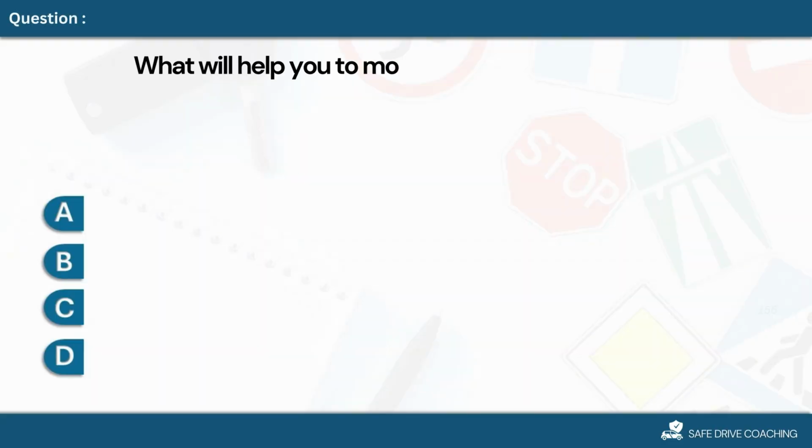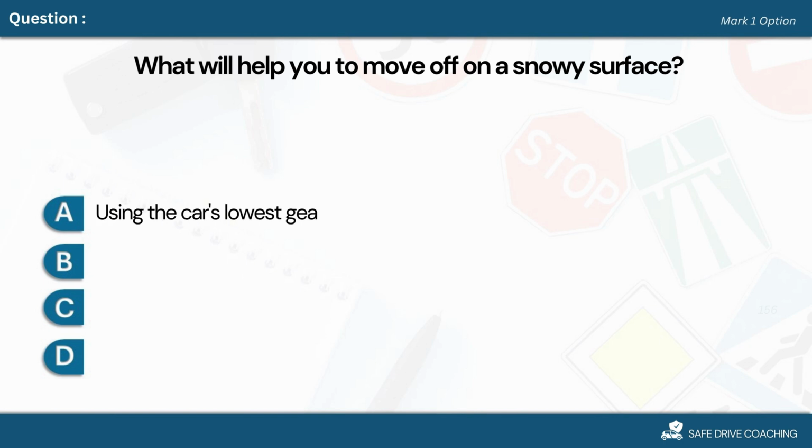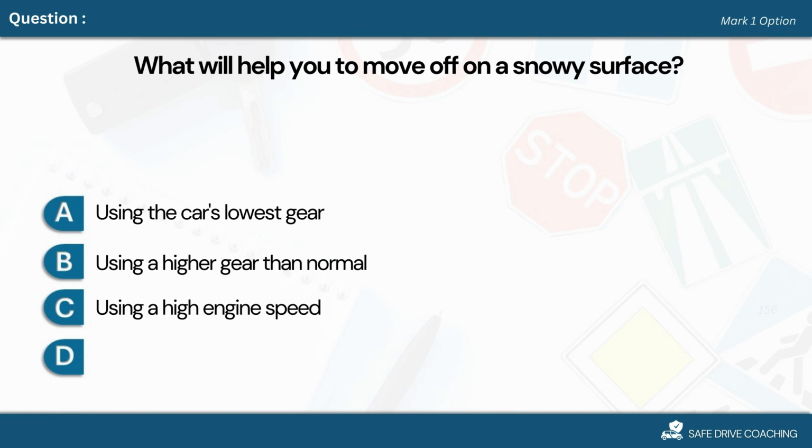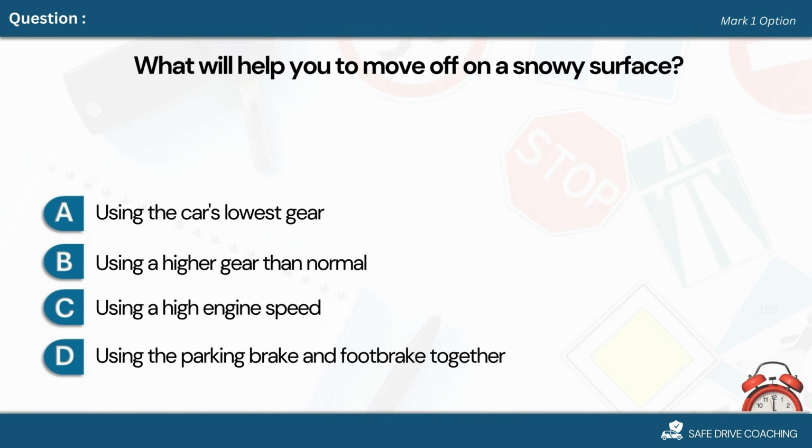What will help you to move off on a snowy surface? A. Using the car's lowest gear. B. Using a higher gear than normal. C. Using a high engine speed. D. Using the parking brake and foot brake together. The correct answer is B. Using a higher gear than normal.